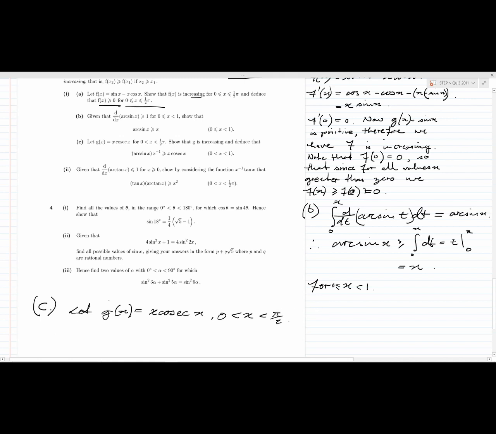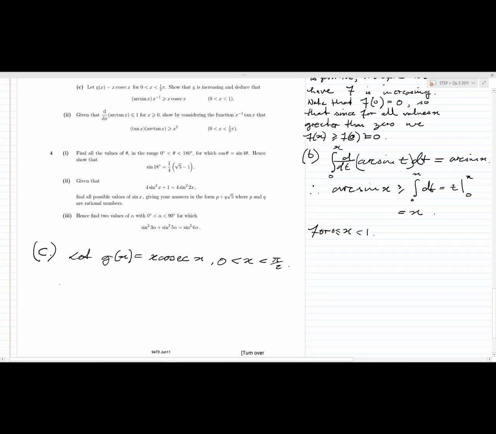Right, to show increasing, it's exactly the same as part A really, we just differentiate. So g prime of x: we've got x cosec x, so the first one, product rule, you differentiate the x first and leave cosec alone. I'm going to write that cosec is 1 over sine, as it's usually a little bit easier when differentiating, integrating and doing things with trigonometric functions to write it as 1 over sine. Maybe I want to express this as one fraction at the end. Then we've got to differentiate this multiplied by x.